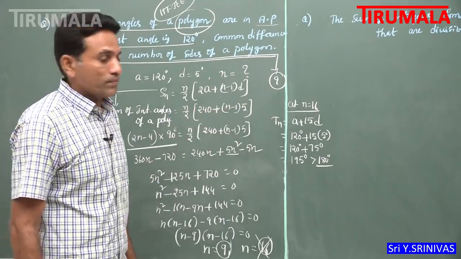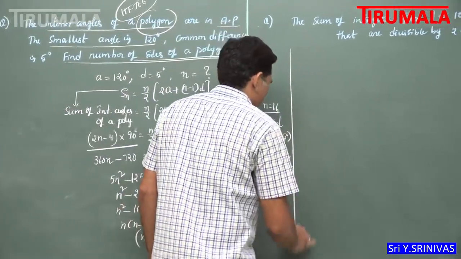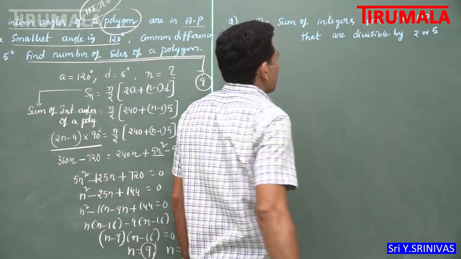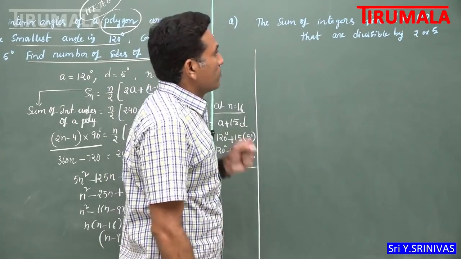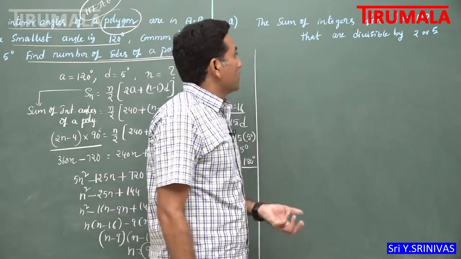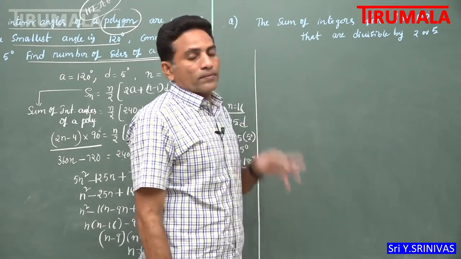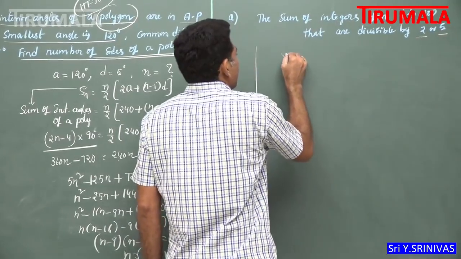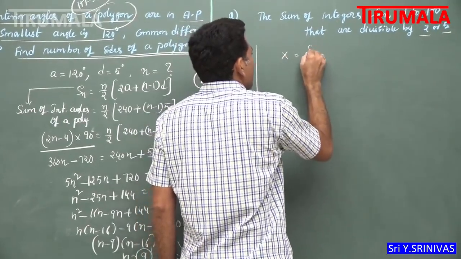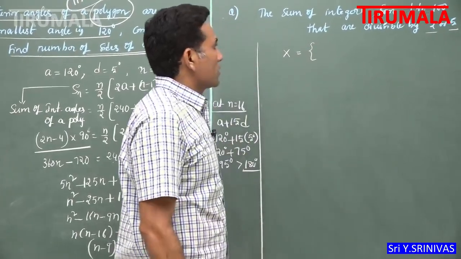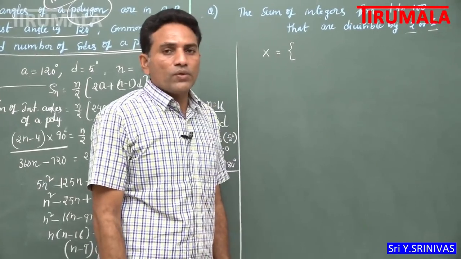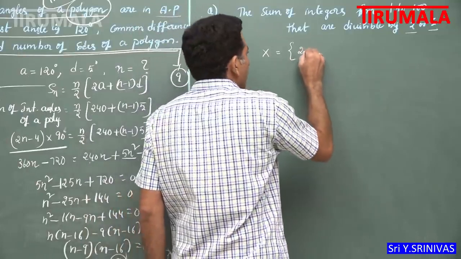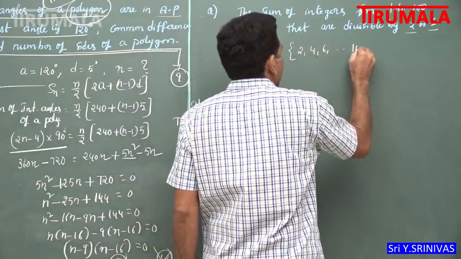Coming to the next question. The sum of integers from 1 to 100. That means in this question we collect the numbers from 1 to 100 that are divisible by 2 or 5. Now X equals the set of numbers from 1 to 100 which are divisible by 2. Students, 2, 4, 6 up to 100.